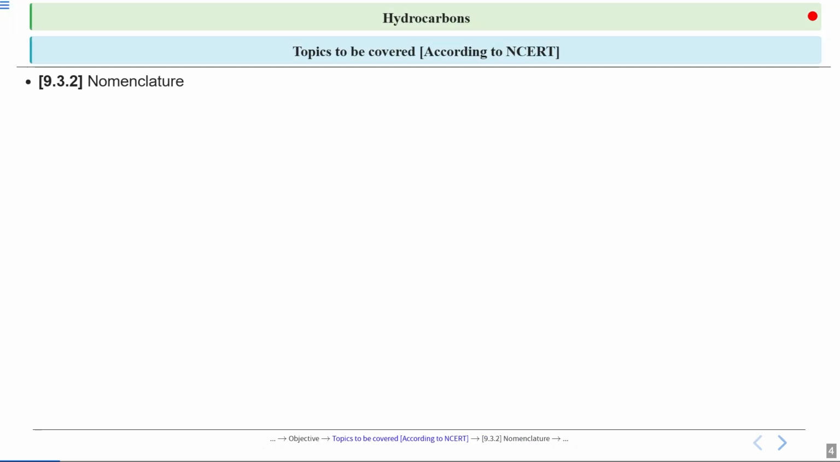Now if I talk about the specific names of the sections that we are going to cover, obviously it is 9.3.2, whose name is nomenclature. Then after we will do some questions. So we are going to do the NCERT question 9.7 and 9.28, right? So let's start our class.